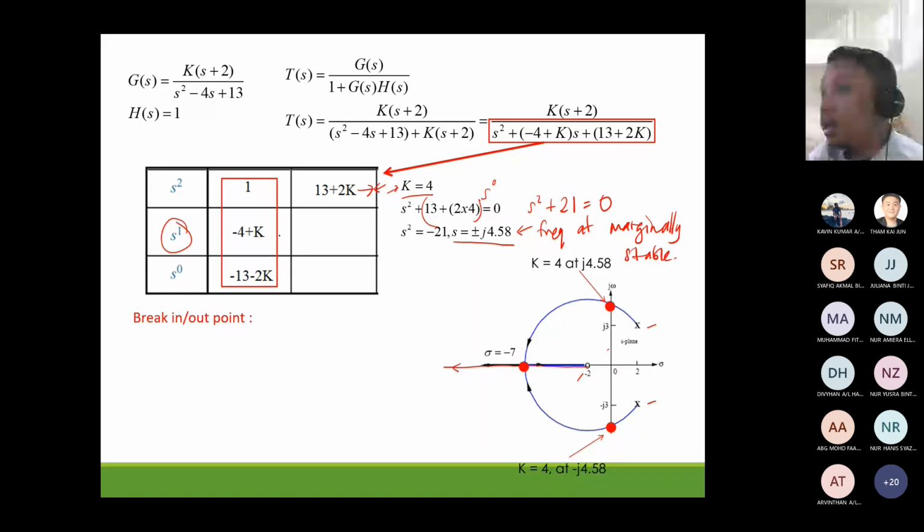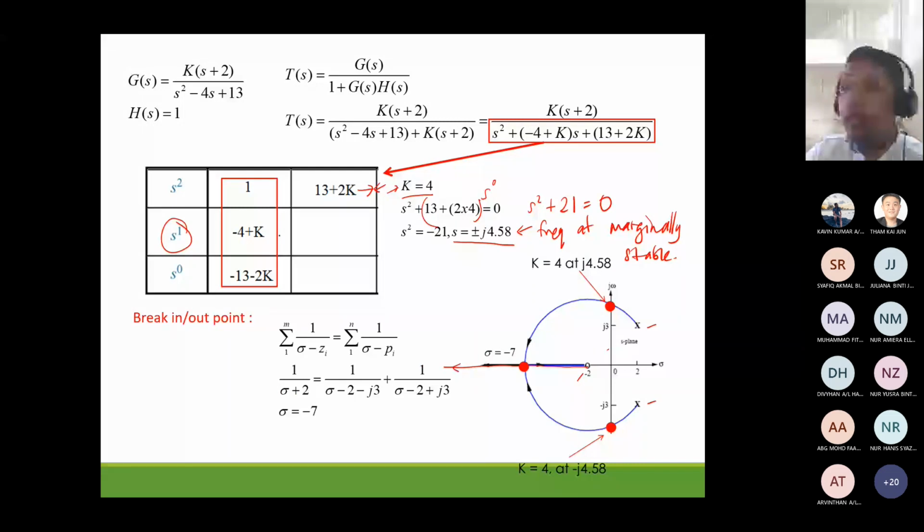Okay, so let's determine the breaking point. Using this formula, 1 over sigma minus 0 equals 1 over sigma minus pole, summation. So we get this. Then from here, you have 3j here. Later when you do it by yourself, you might get confused how to simplify this.